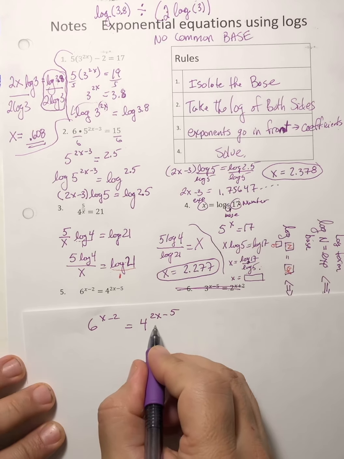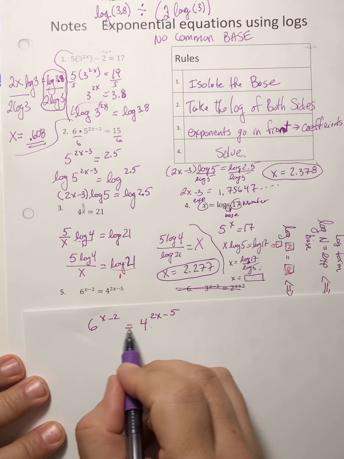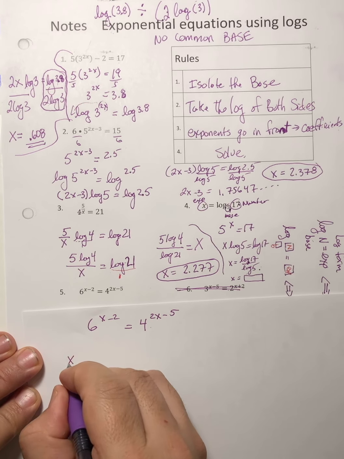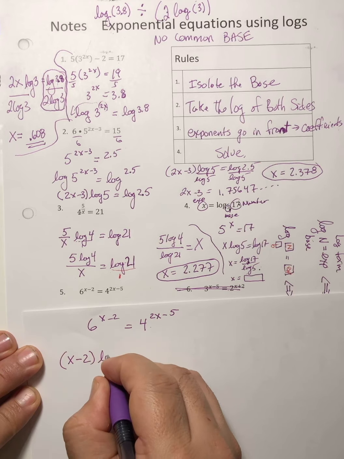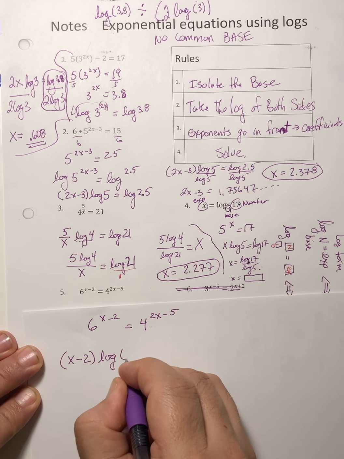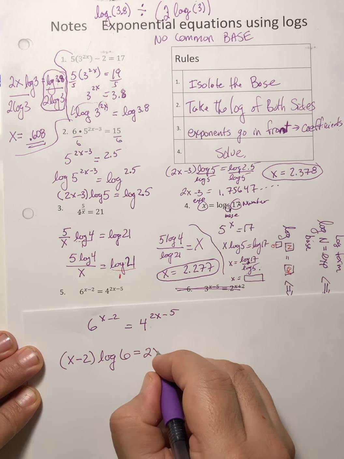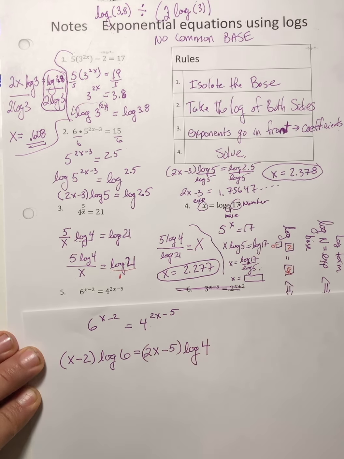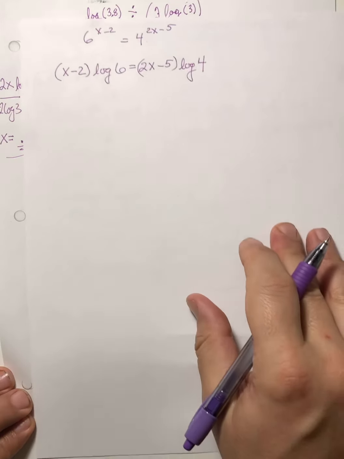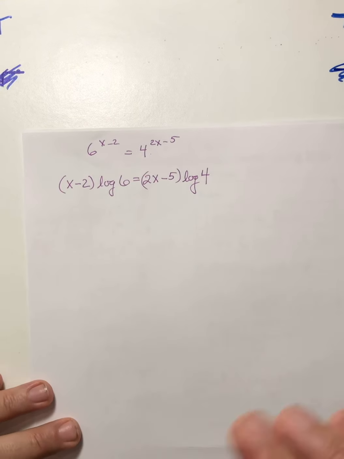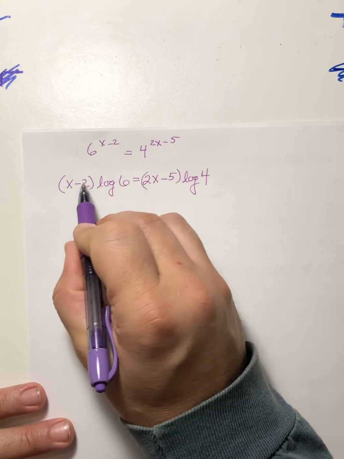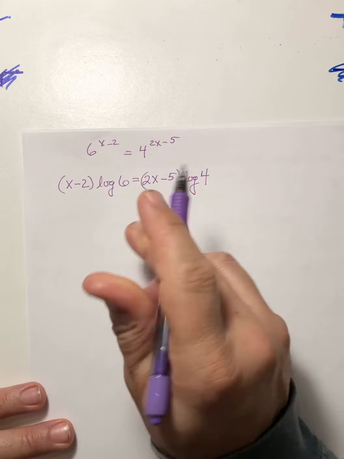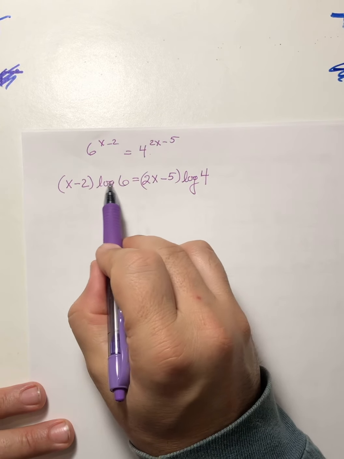Okay. We can't get a common base, right? So we start by taking the log of both sides. Where do those exponents go? In front. Use parentheses. There. Now I distribute. I cannot divide. If I divide right now, I have some big gobbledygook decimal times this. I'm not going to do that. I want to leave everything in terms of logs.